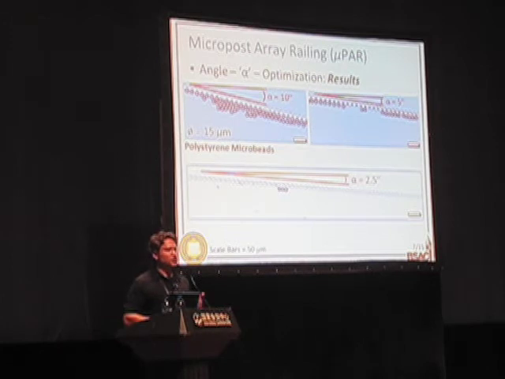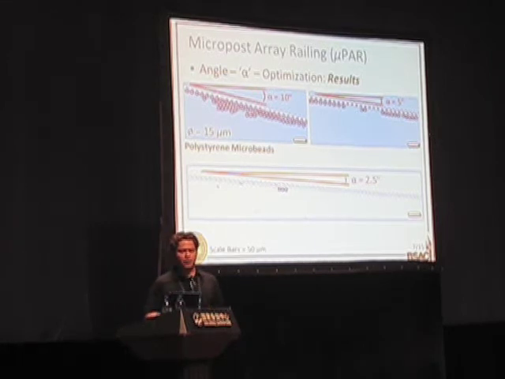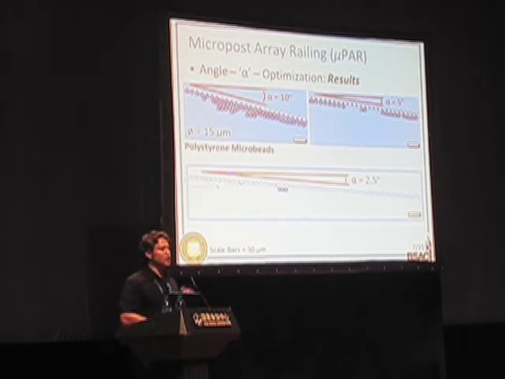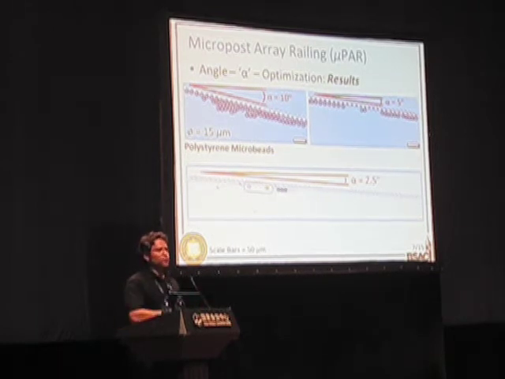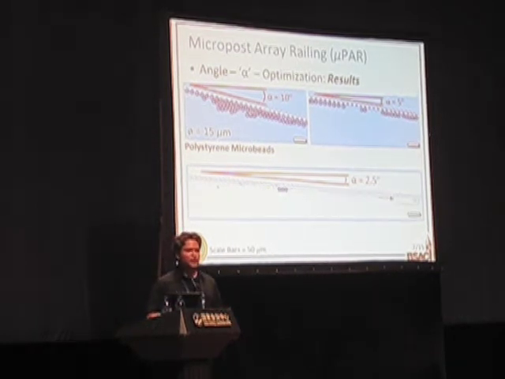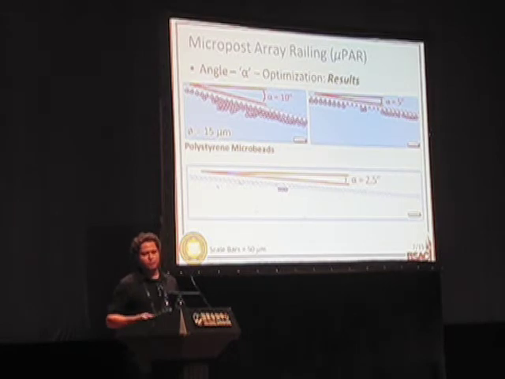And then even for an angle of 2.5 degrees, we still found that some of the microbeads would still immobilize in the gaps between microposts. However, even though some did immobilize, we did find that there were other microbeads that made it through the system without being immobilized. Nonetheless, for our final system, what we really wanted was a system where microbeads never immobilized within the system.